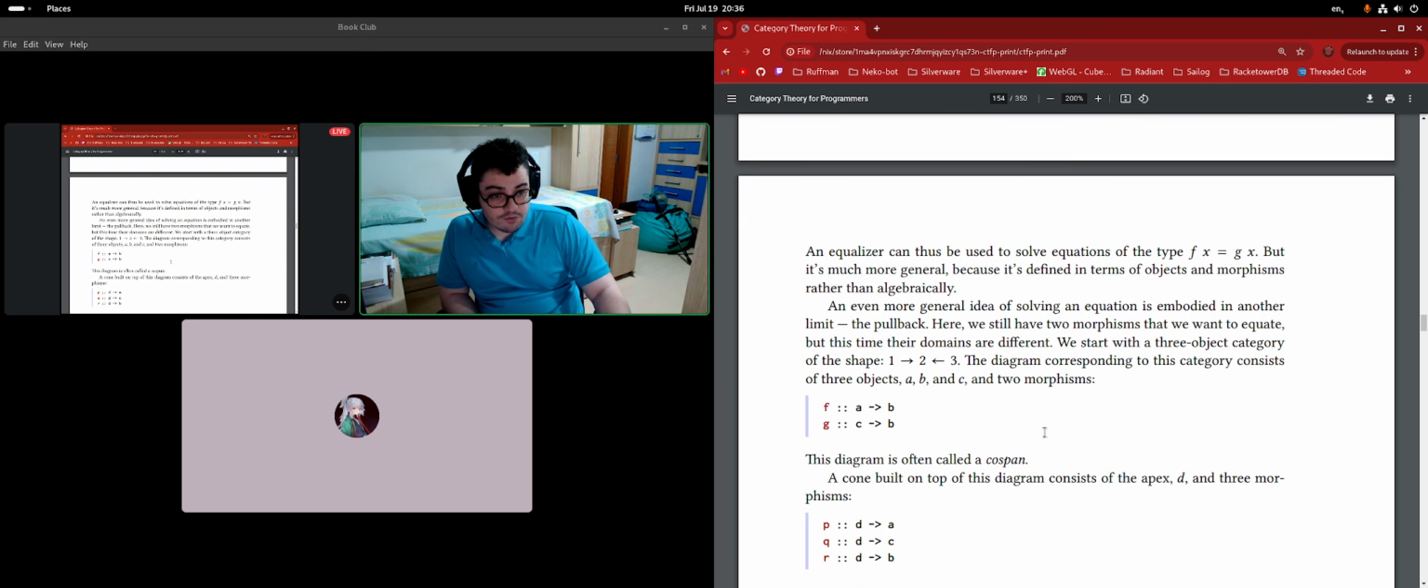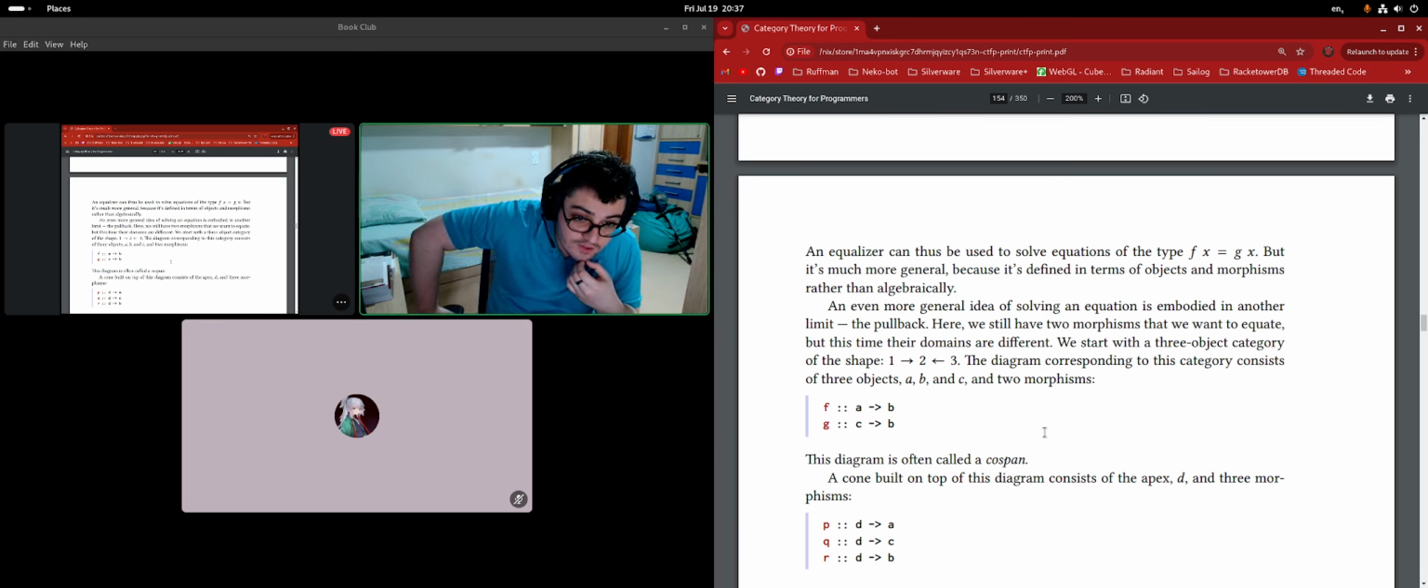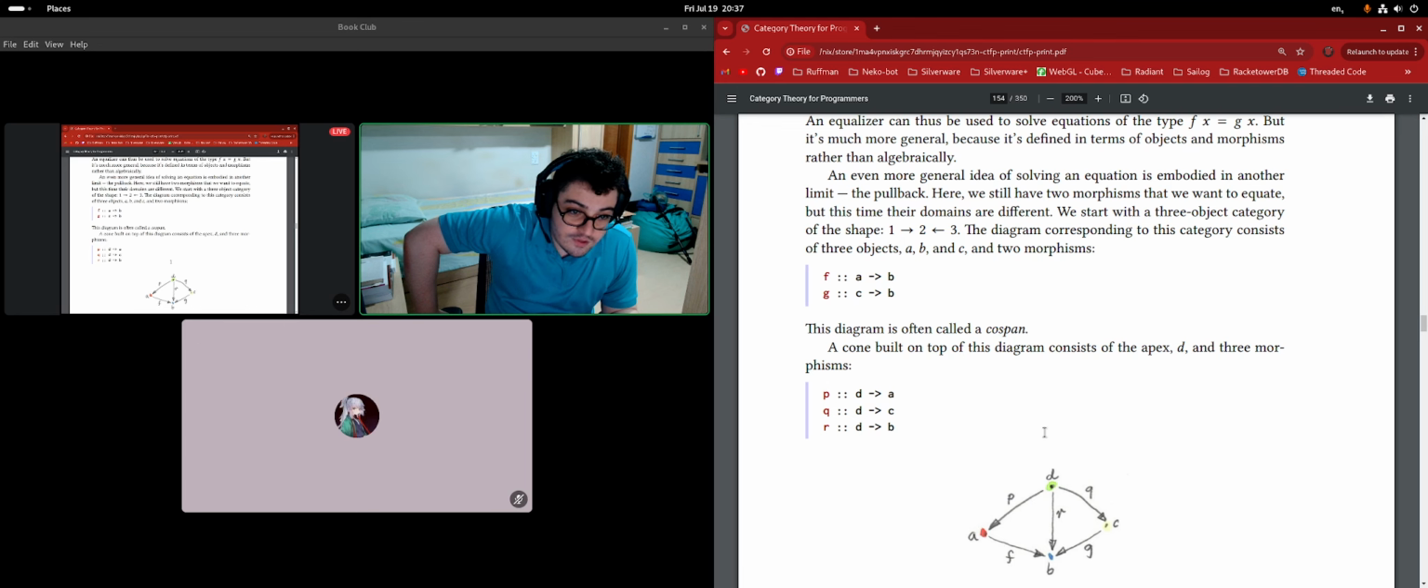An even more general idea of solving an equation is embodied in another limit, the pullback. Here, we still have two morphisms that we want to equate, but this time the domains are different. We start with the three object category of this shape. The diagram corresponding to this category consists of three objects. This diagram is often called a cospan. Is that how you pronounce that?